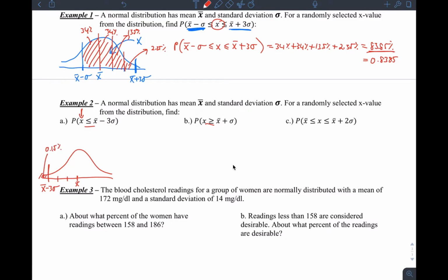Now just be careful. If you write this as 0.15%, that's fine. If you want to write this as a decimal, it's 0.0015. Just be careful with your conversions if you want to use decimals instead of percentages. Okay, and then for this question here, similar idea, rough little sketch here.